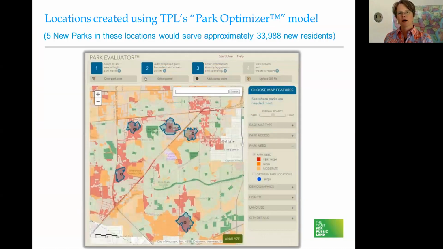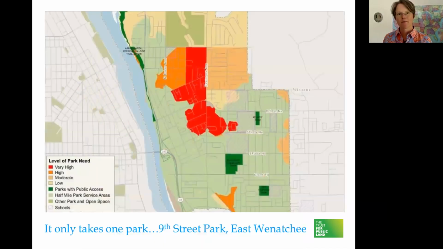But we've also created a model called the Park Optimizer that actually pinpoints in the city where you would have the biggest impact. So we all know we have limited resources, limited dollars for creating new parks and open spaces. We want to know where we're going to have the biggest impact with multiple benefits. So like a 10-minute walk to what? That is one of the questions that we frequently ask. So they can hone in on these areas and then explore within those areas where new parks should go. And in this example in Houston, Texas, 5 parks in these locations could serve up to 34,000 new people. So really optimizing our impacts.